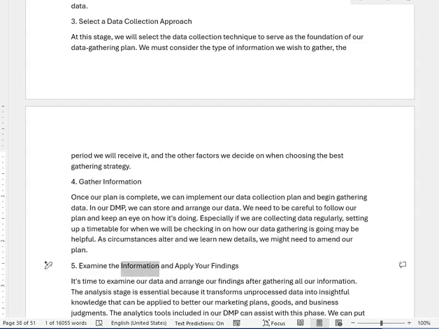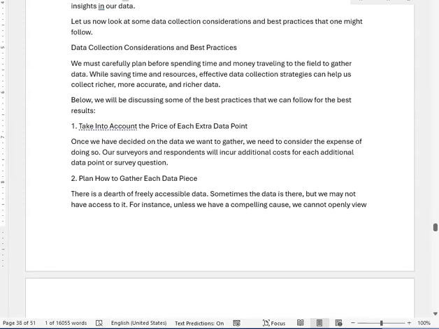5. Examine the information and apply your findings. It's time to examine our data and arrange our findings after gathering all our information. The analysis stage is essential because it transforms unprocessed data into insightful knowledge that can be applied to better our marketing plans, goods, and business judgments. The analytics tools included in our DMP can assist with this phase. We can put the discoveries to use to enhance our business once we have discovered the patterns and insights in our data. Let us now look at some data collection considerations and best practices that one might follow.